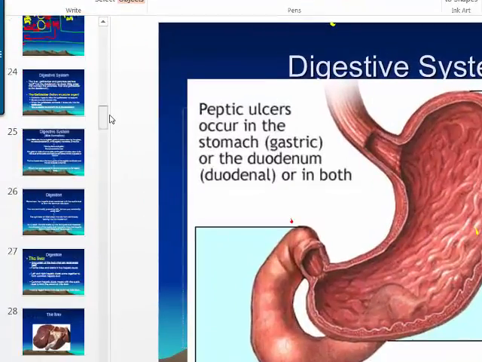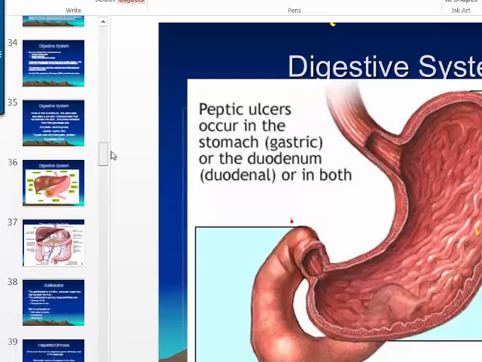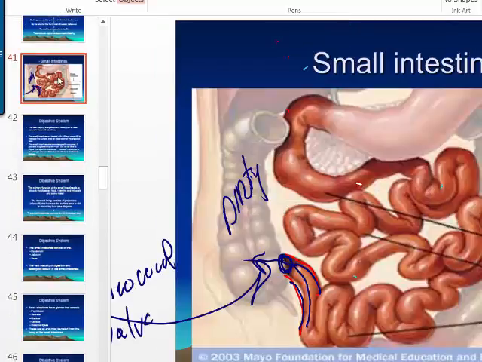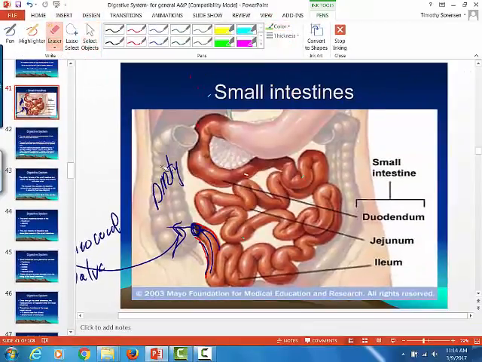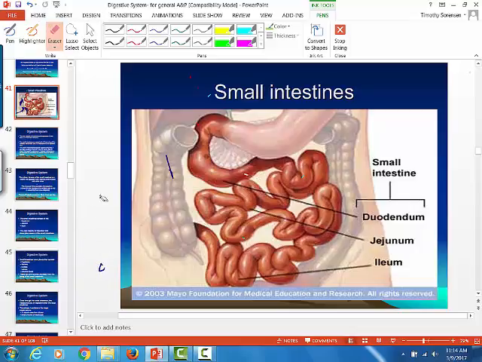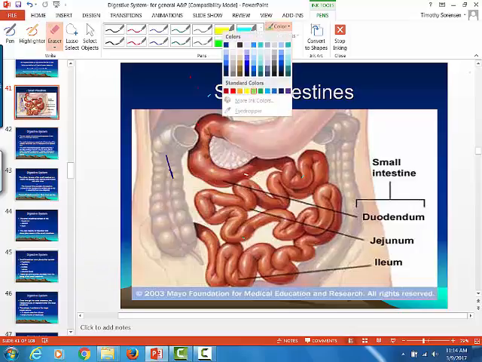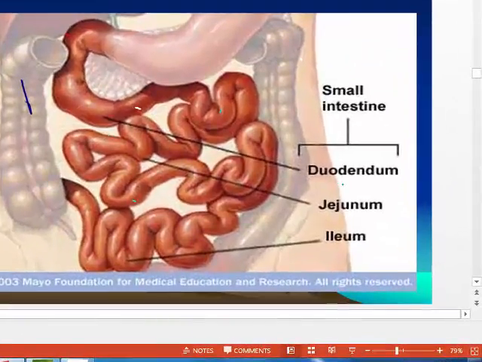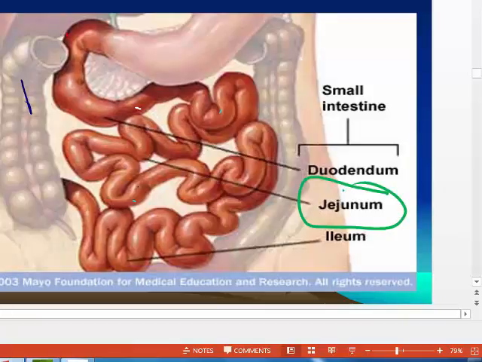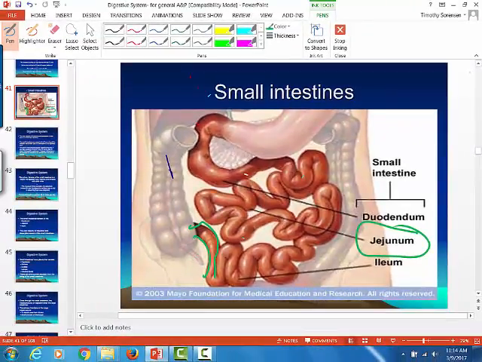Now, I'm going to explain to you the small intestines. You better write this down. The small intestines are made up of three parts. The first part is the duodenum. Then you have the largest part, called the jejunum. And then you have the final one-third, called the ileum. So the three parts of the small intestines: duodenum, jejunum, ileum.